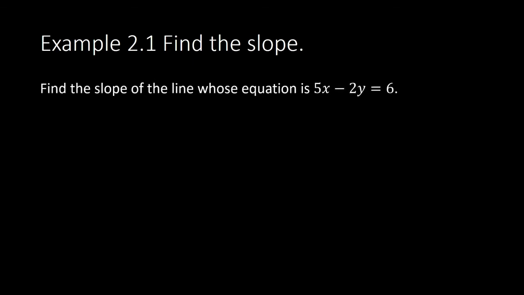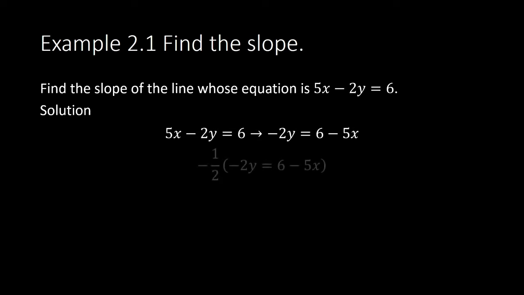Find the slope of the line whose equation is 5 times x minus 2y is equal to 6. So what do we do? Well, we write it in slope-intercept form. 5 times x minus 2y is equal to 6 means negative 2y is equal to 6 minus 5 times x. We divide the equation by negative 2. That is the same as multiplying the equation by negative 1/2.